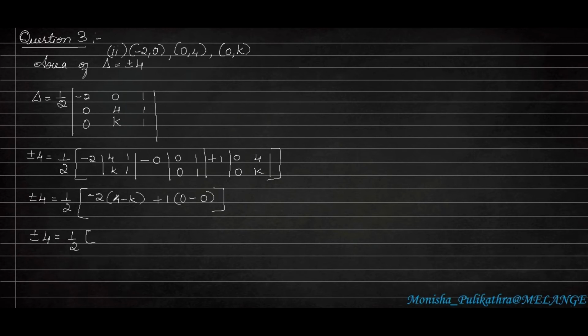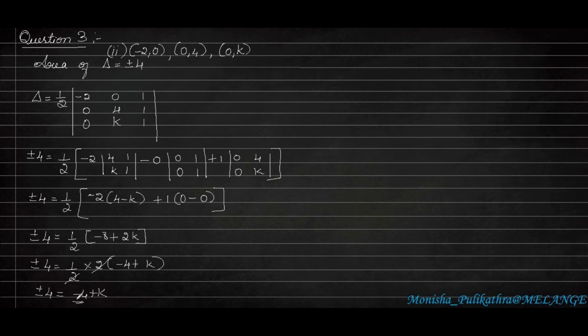So here minus 2 into 4 is minus 8. Minus into minus is plus 2 into k, 2k. So here I will be taking 2 common. When I take 2 common, here remaining is 2 4s are 8, so minus 4 plus k. 2 gets cancelled. Remaining is plus or minus 4 is equal to minus 4 plus k.